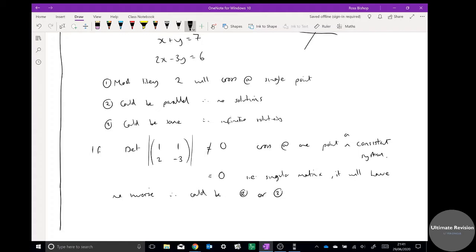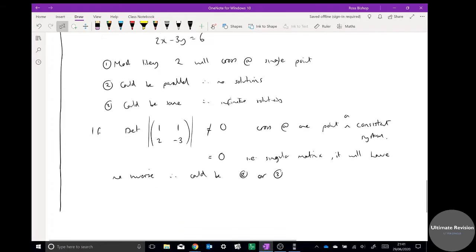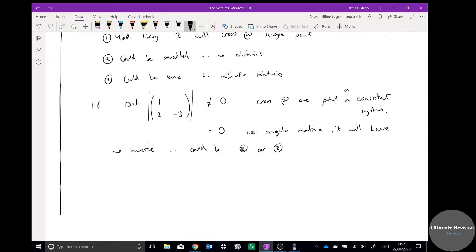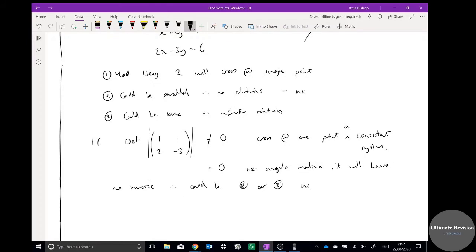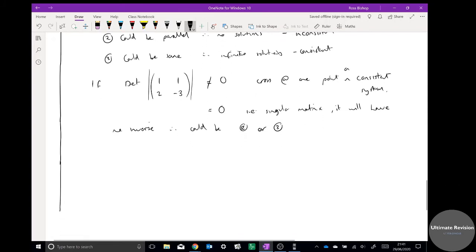I mean, it's pretty obvious. If they're exactly the same, they'll be exact multiples of each other, whereas if they're parallel, the constant at the end might differ. But you have to go back and check that. As I say, mostly they'll be consistent. The no solutions case is an inconsistent system. And this one is consistent because it does have solutions, but it has infinitely many solutions. So consistent means solutions, inconsistent means none.